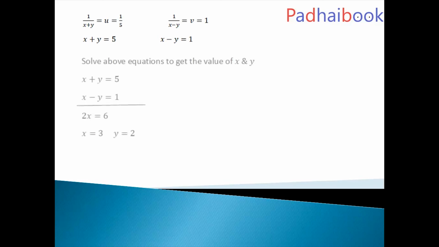Now again I have to solve these two equations. Solving these two equations, I have just added the equations as y gets cancelled. I get 2x is equal to 6, so x is equal to 3. So put in any one of the equations, I get y is equal to 2. So my solution is x is equal to 3 and y is equal to 2.